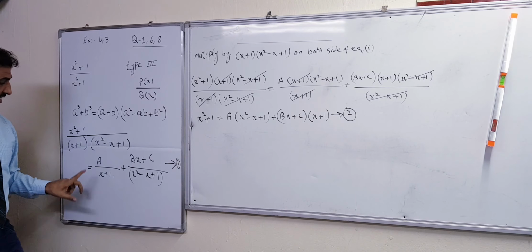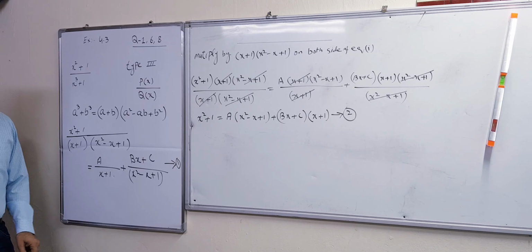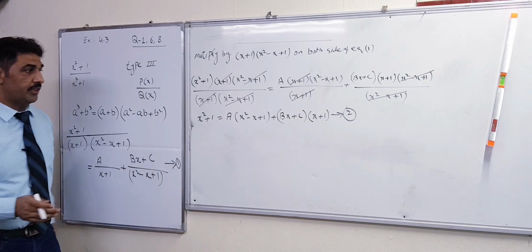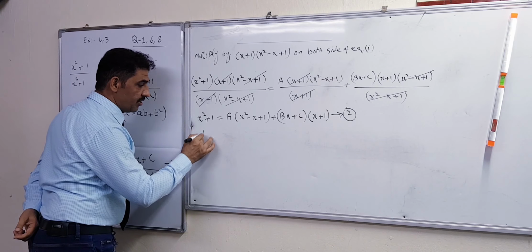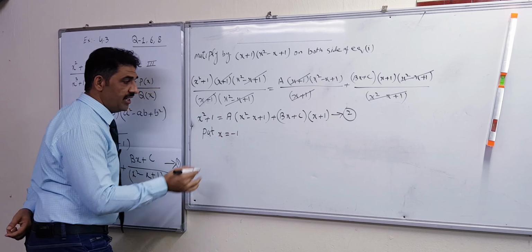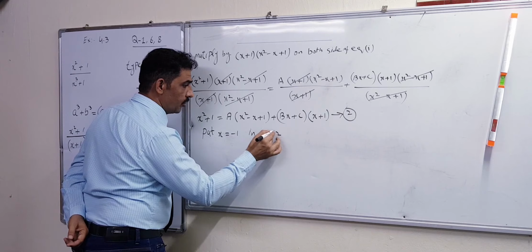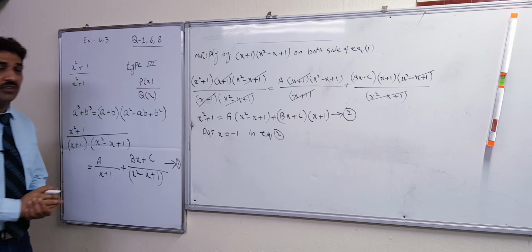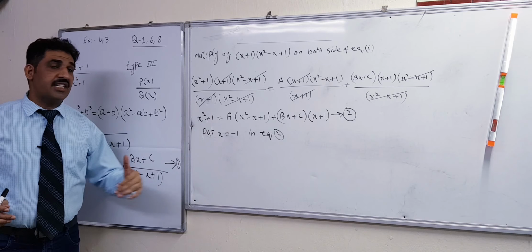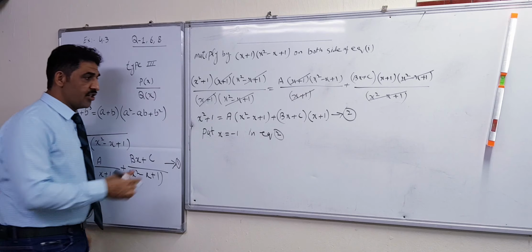One value we can easily find. The value of a we can find by putting x plus 1 equal to 0. So what is the value of x? Good. X is equal to minus 1. So you will write: put x is equal to minus 1 in equation 2. Right? So when you put it in equation number 2, all other terms will be cancelled. Just the a term will be remaining, and I can show you.